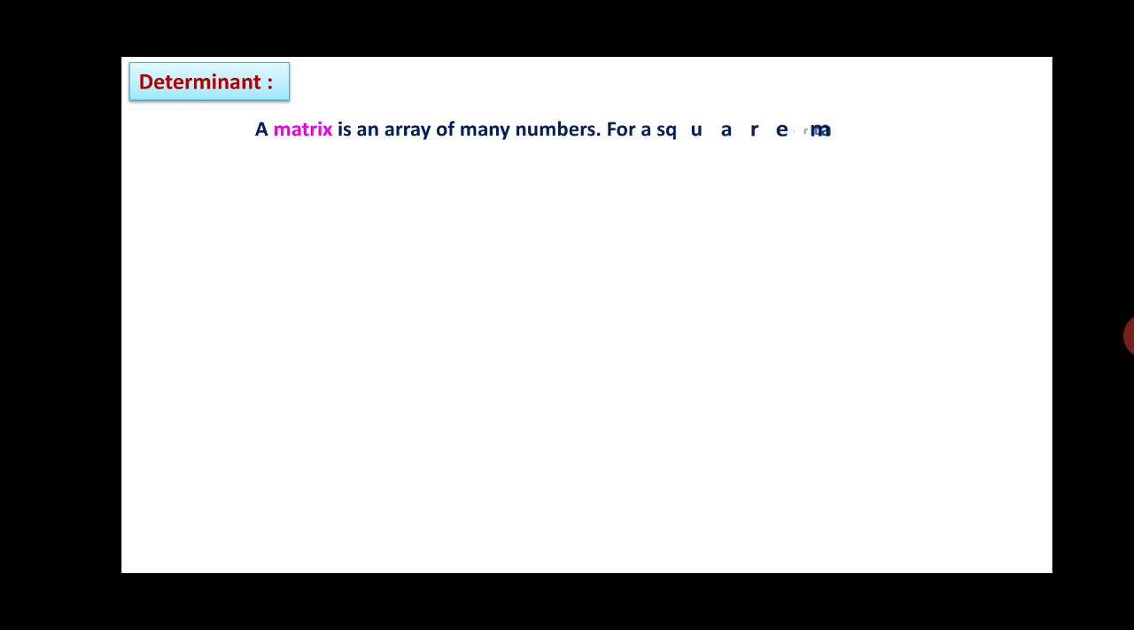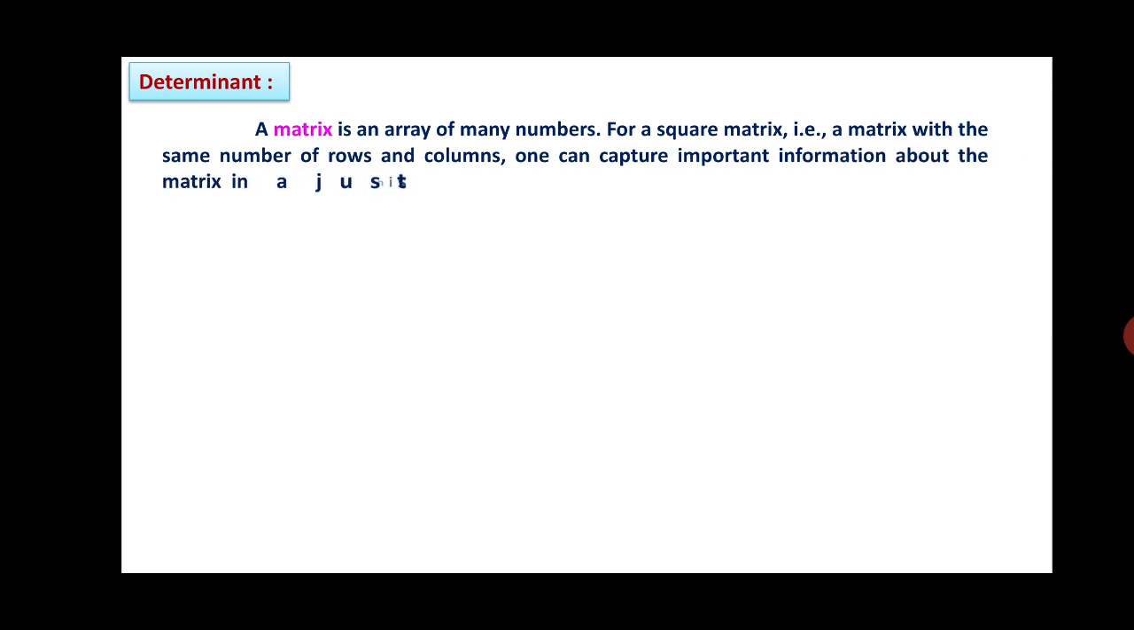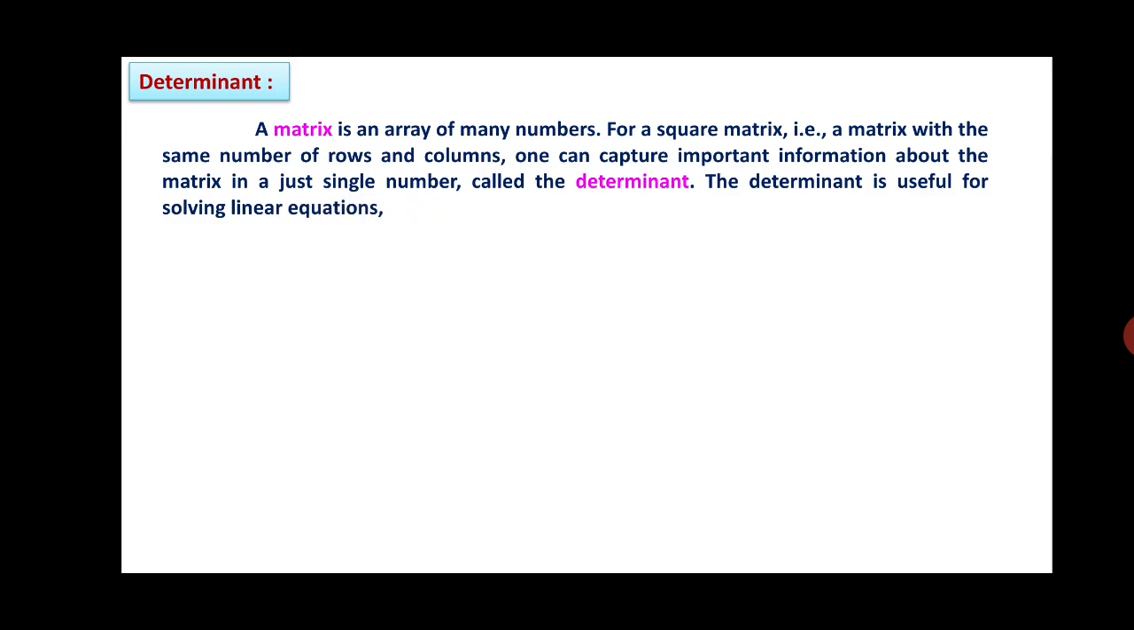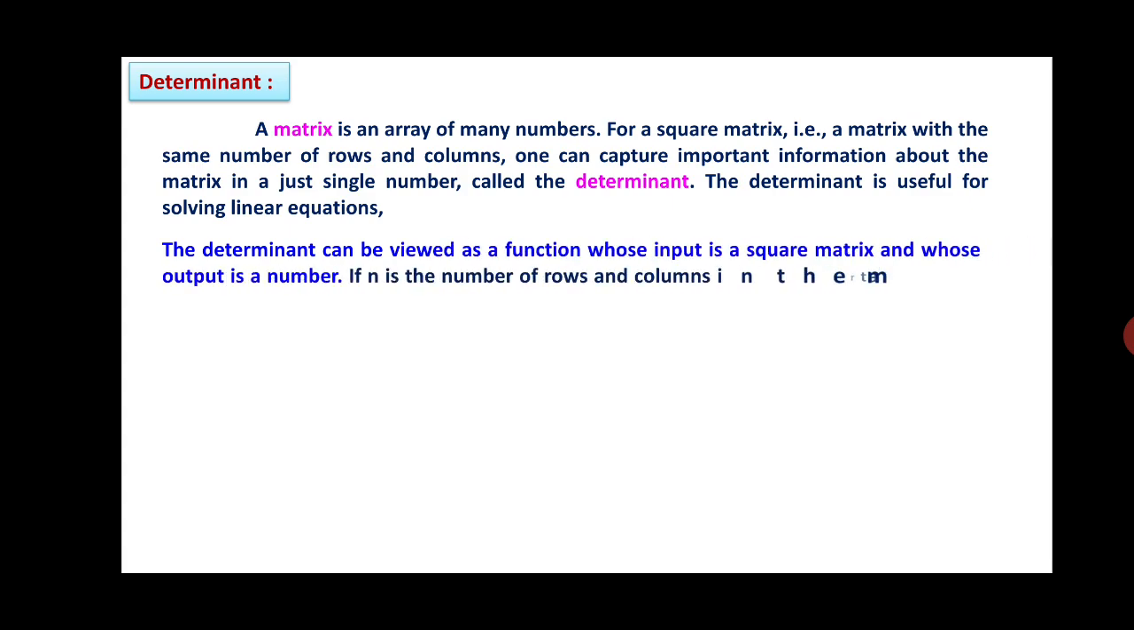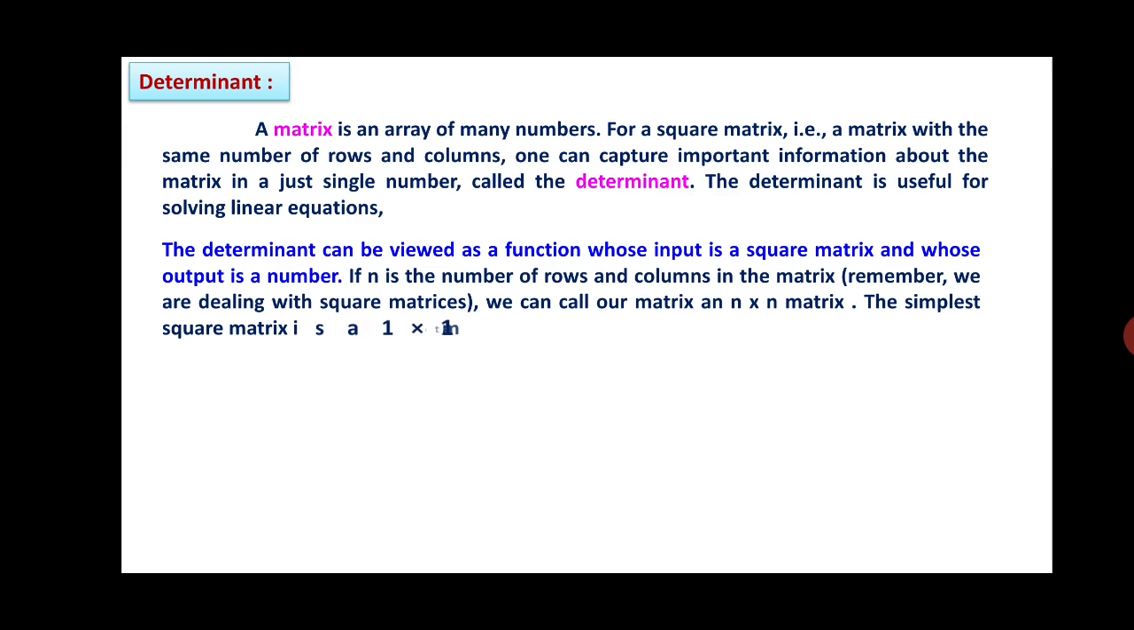Determinant. A matrix is an array of many numbers. For a square matrix, that is a matrix with the same number of rows and columns, one can capture important information about the matrix in just a single number called the determinant. The determinant is useful for solving linear equations. The determinant can be viewed as a function whose input is a square matrix and whose output is a number. If n is the number of rows and columns in the matrix, remember we are dealing with square matrices. We can call our matrix an n by n matrix.